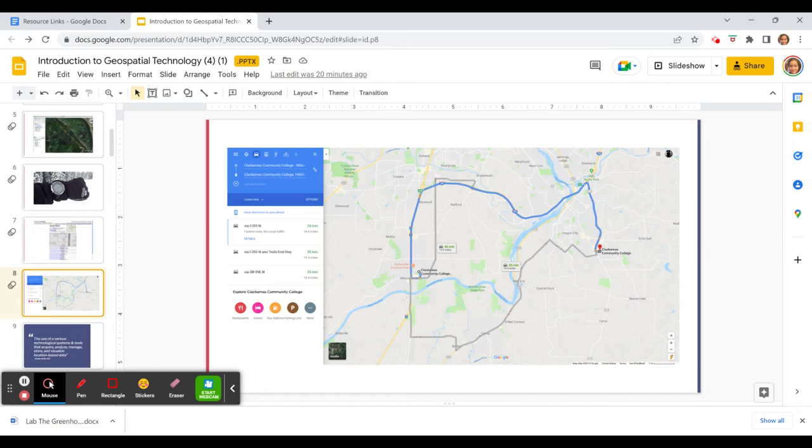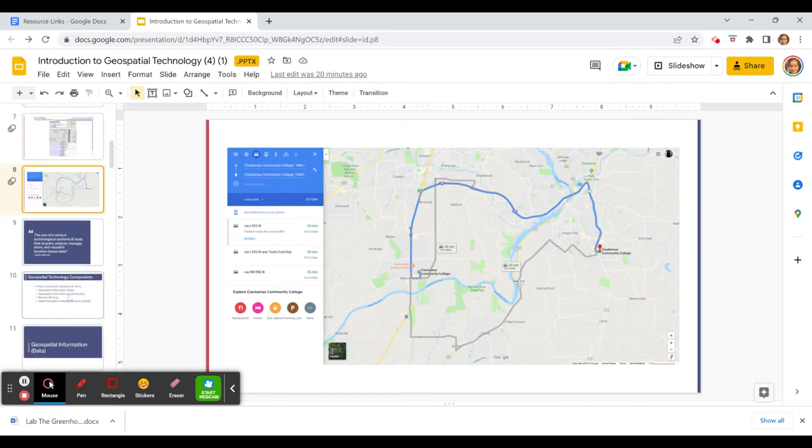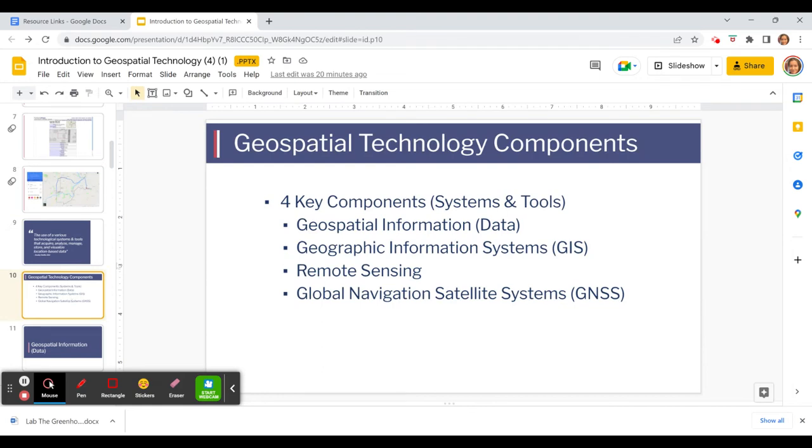And then it visualizes it for us. What are the components of this technology? So there are four key components. We have the data. Geospatial information means we're talking about a piece of space or a particular space on Earth.